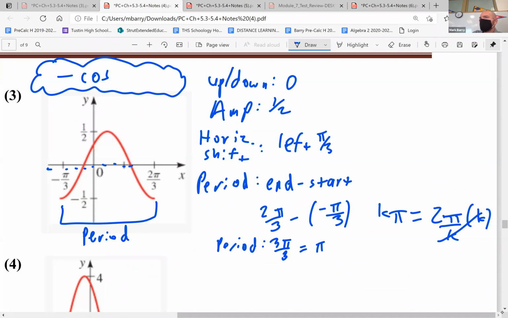K pi, also my favorite genre of music, like some BTS, you know, k pi.